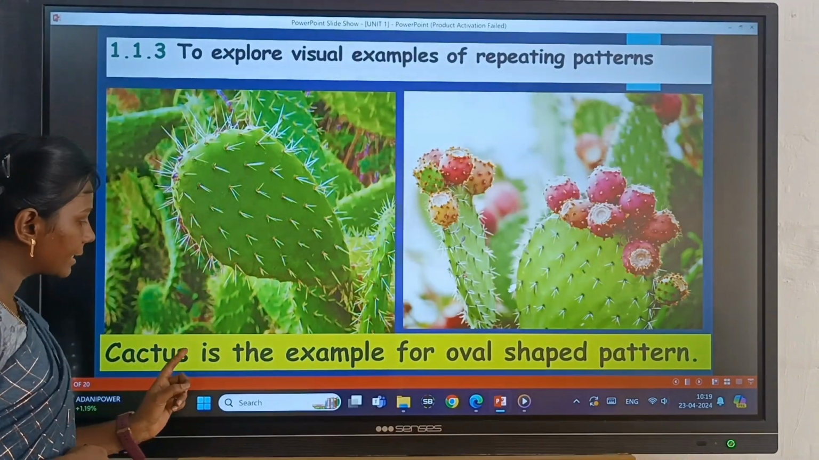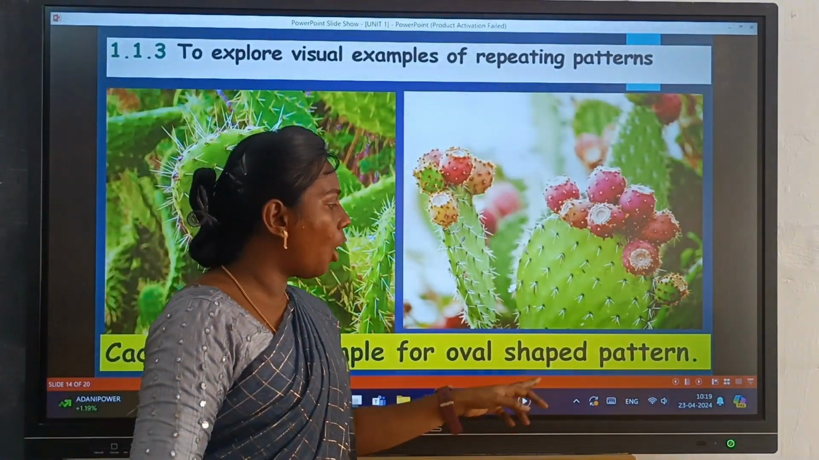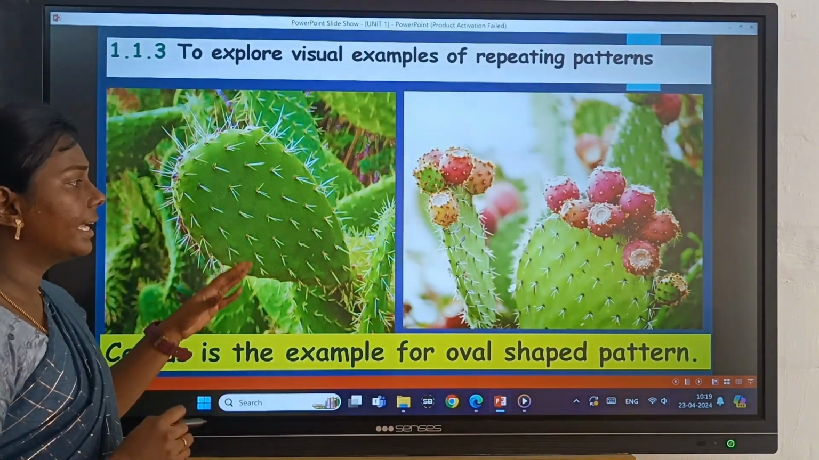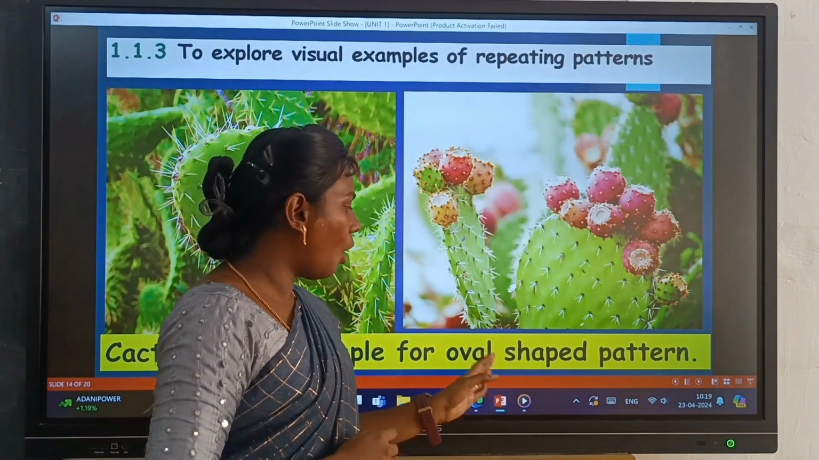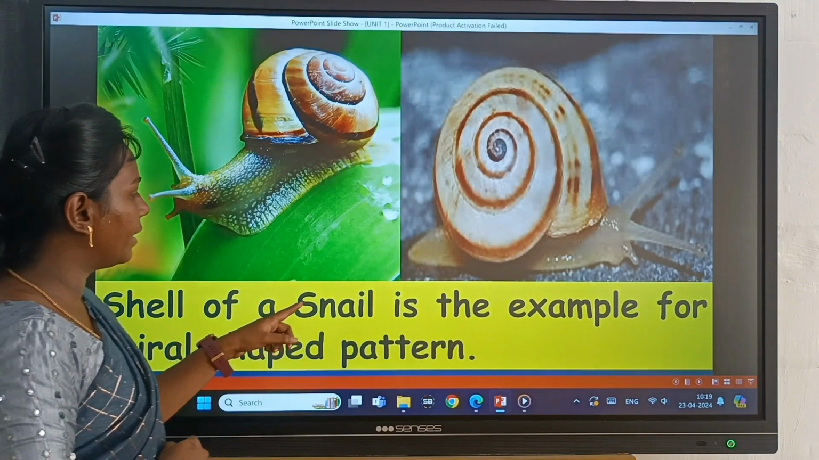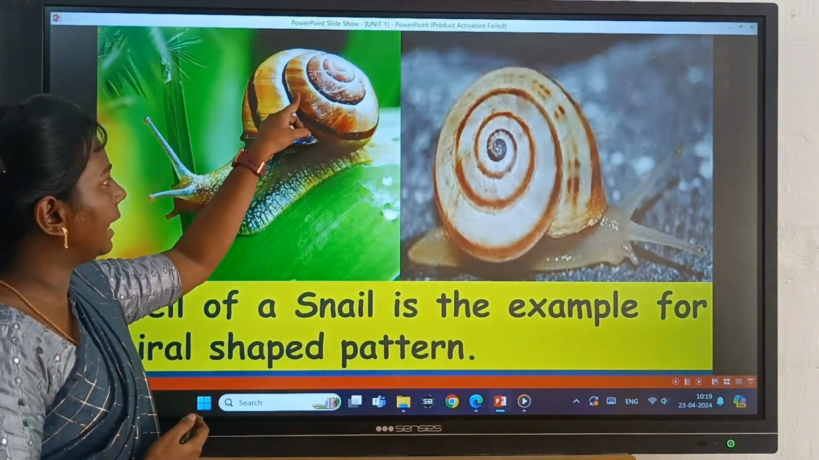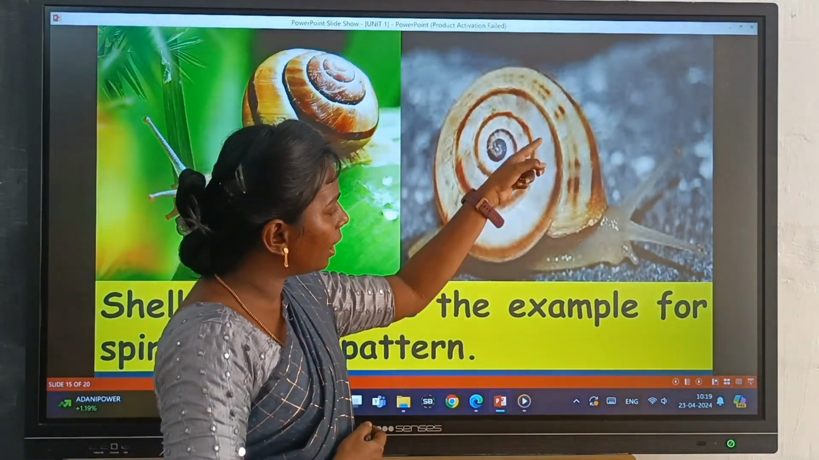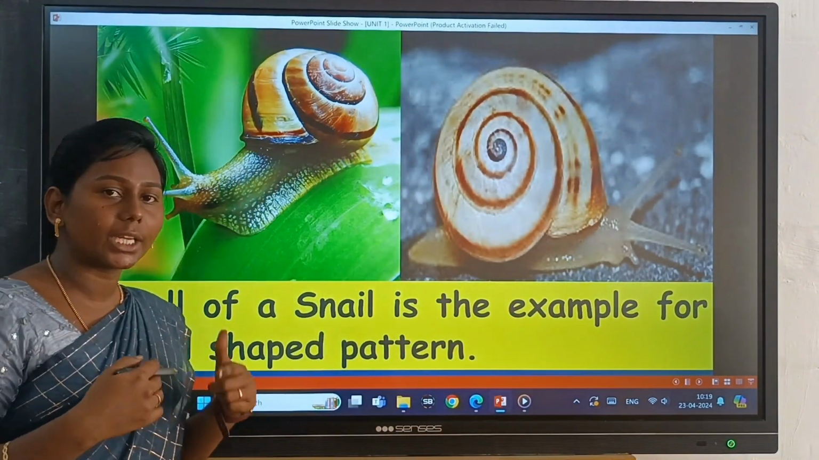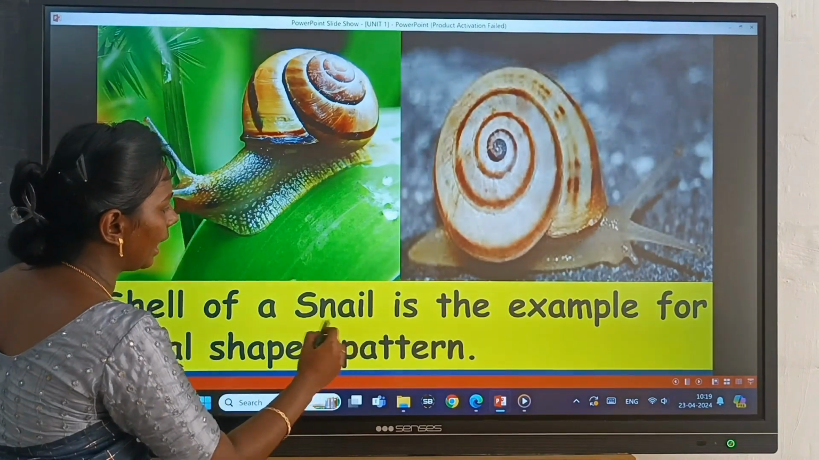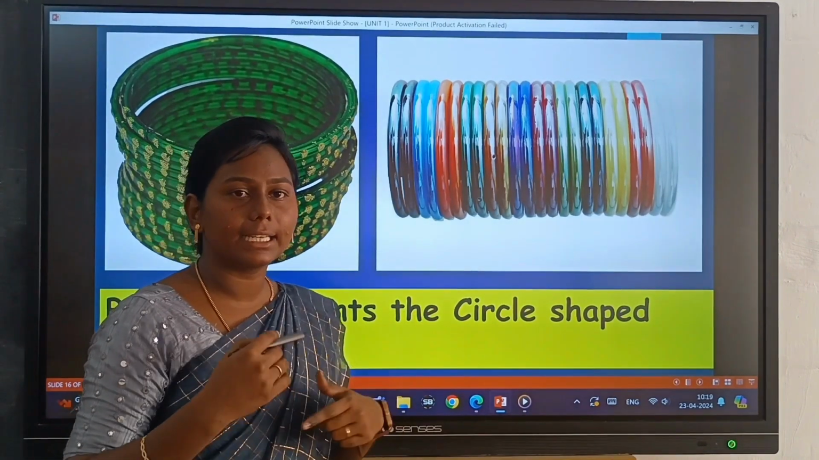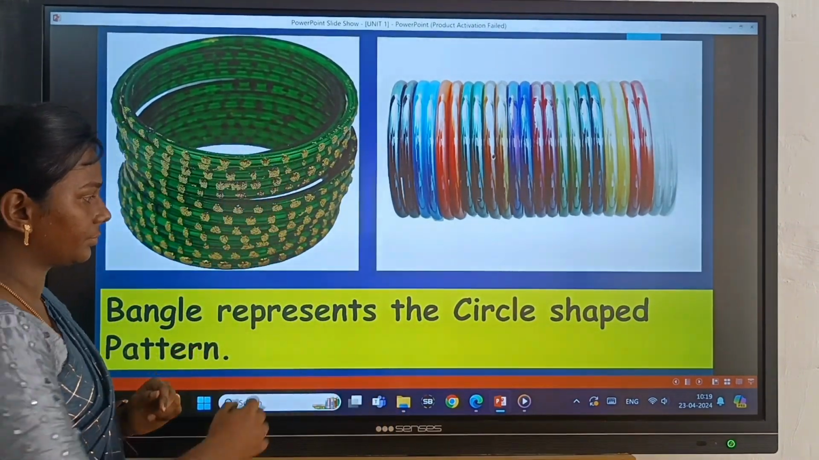See here, cactus is the example for oval shaped pattern. So what is this? This is a cactus. This is an example for oval shaped pattern. And the next one, shell of a snail. The shell of the snail is here. See here, the shell of the snail is the example for spiral shaped pattern. And next one, see, bangle represents the circle shaped pattern.